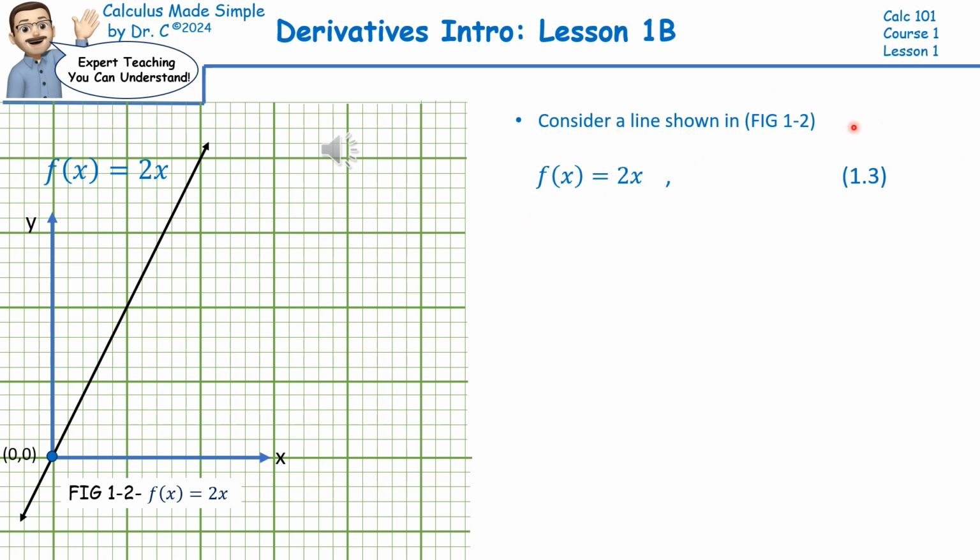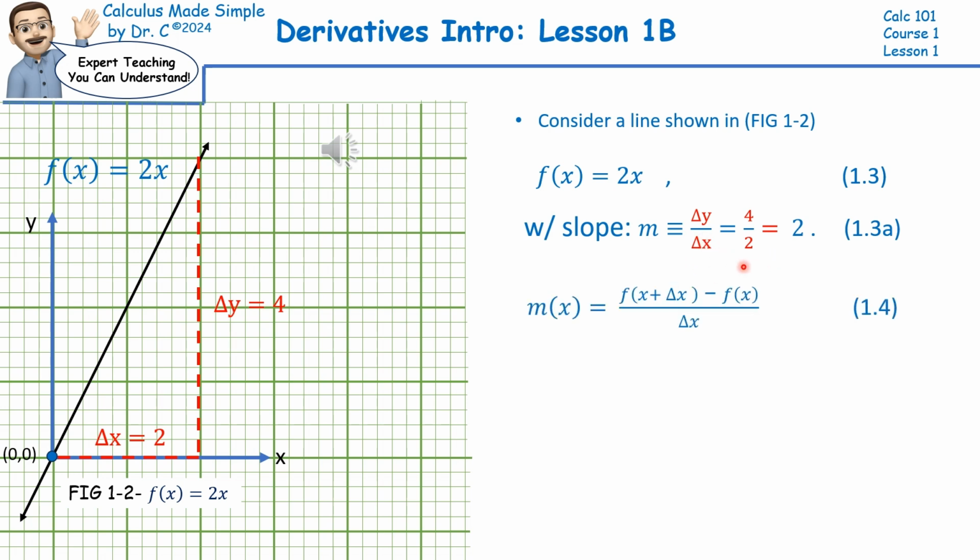Today we're going to talk about derivatives in Lesson 1b. Consider a line as shown in Figure 1.2, where f of x is equal to 2x. This is a line with a slope of 2. The slope is delta y over delta x, and it's equal to 4 divided by 2, which is equal to 2.